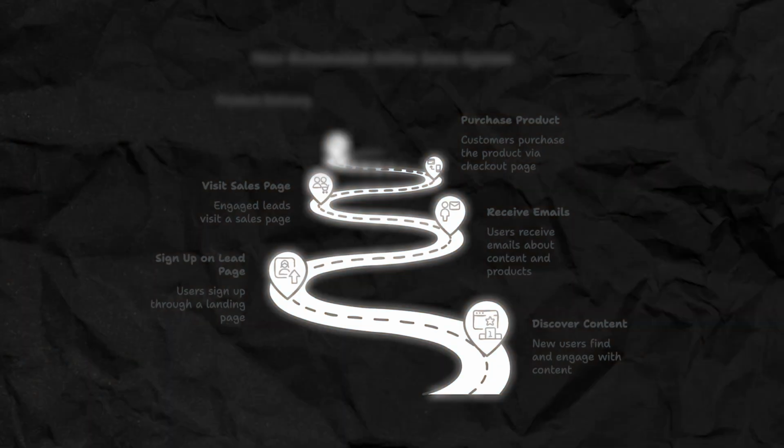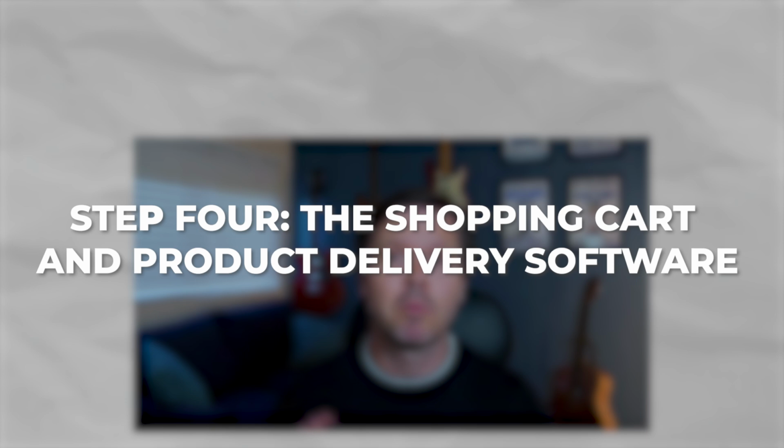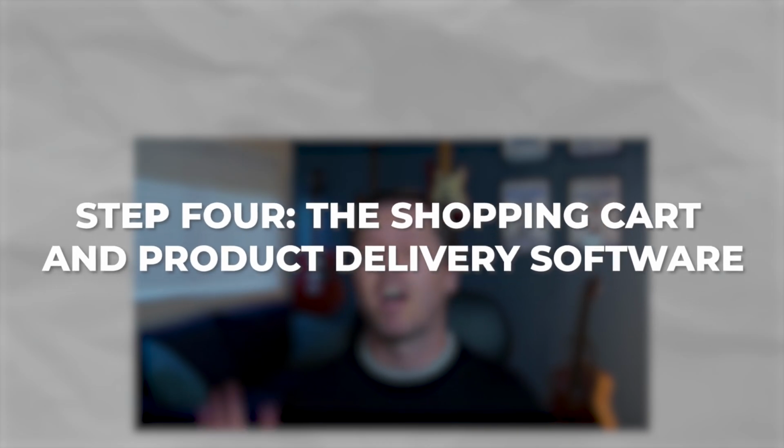And once you've hooked all those things together and your customer has paid you, they need a way for that product to get to them, which is why you need step number 4, the shopping cart and product delivery software. Obviously, some of the software we already mentioned, such as Kajabi, actually has all of this built in. But there are other shopping cart and delivery tools out there that may be great for you if you're starting small or don't have a high budget to start dabbling in the digital product realm.